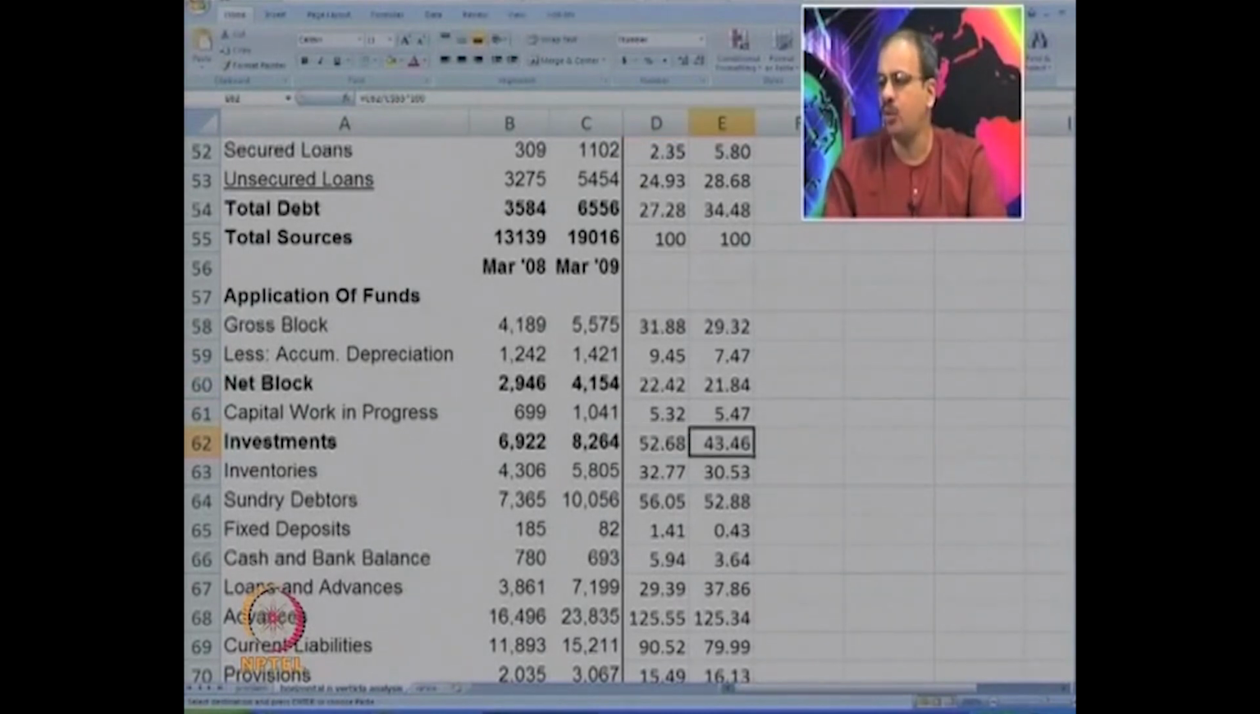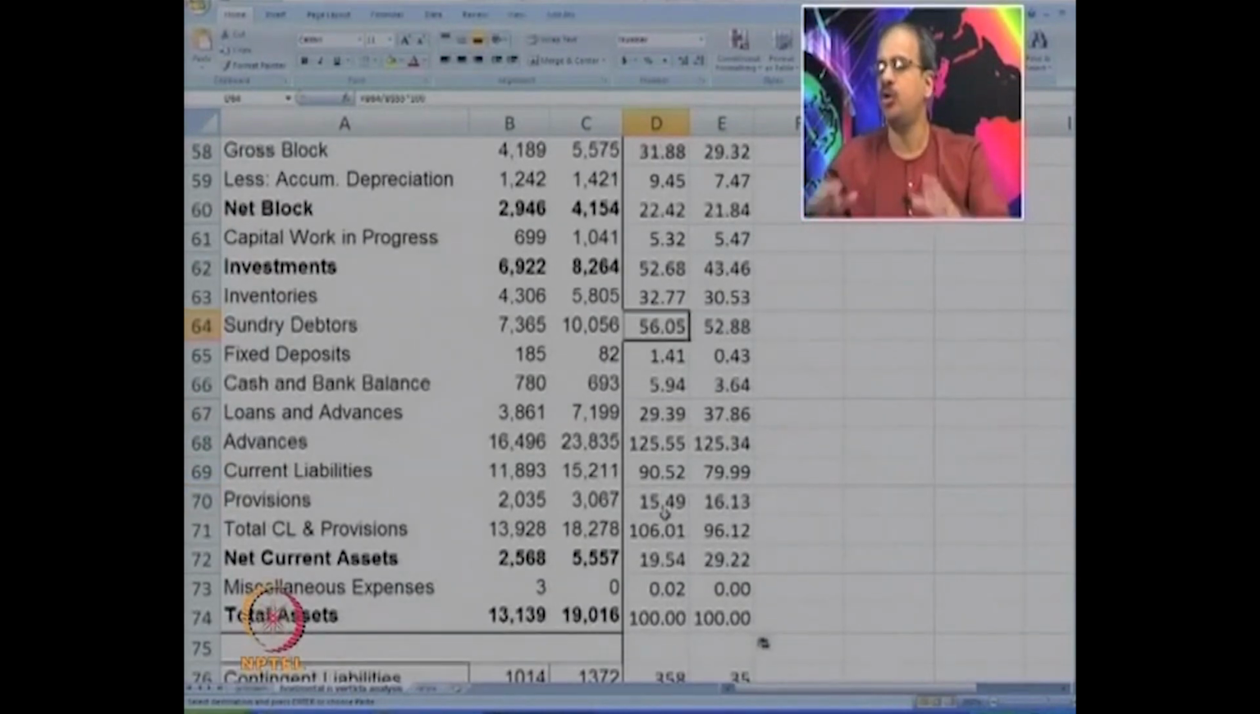Now it has slightly gone down to 43% because the company is on an expansion mode and a lot of new assets are added. You can see that the portion of inventory has gone down, but the portion of sundry debtors remains quite huge. So, out of the total money, 56% is blocked in the form of sundry debtors, which is really a very high portion. But in the current year, the company has been able to control it somewhat. It has come down to 52%. Another very big item you can see is advances, which was 125% and which has more or less remained the same, which could be a matter of concern to them.